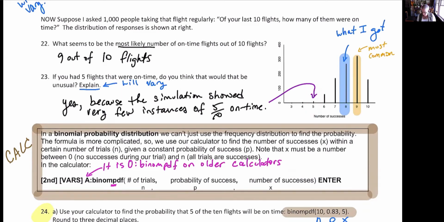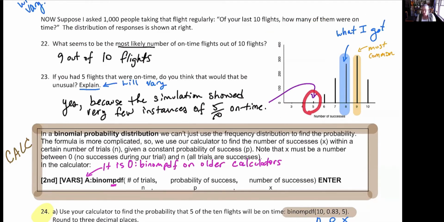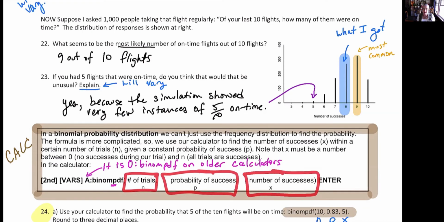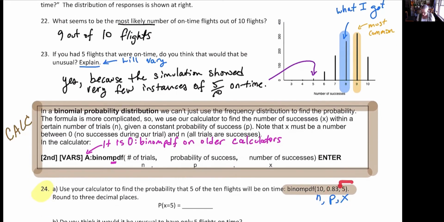And you'll see, this is my simulation I did of 1,000 times. You see that probability you expect to be very small. We're going to use our calculator to figure it out. So we're using this thing called Binom PDF. Those of you with older calculators, it might be 0. We need to know how many trials there are, what the probability of success is, and how many successes we're interested in. So in this case, we have 10 trials. The probability of success is 0.83, and we want to know the probability of 5 of those being on time. So of these 10 flights, what's the probability of getting 5 on time?